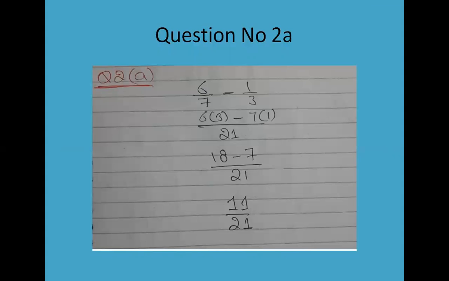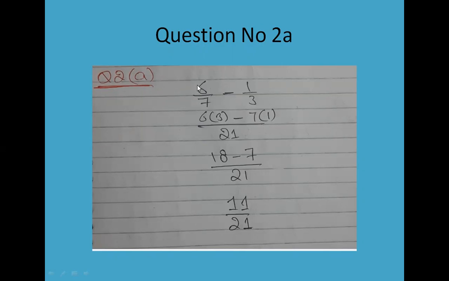Okay, so 6 by 7 minus 1 by 3, we have to take the LCM. In the case of the addition and subtraction of the fractions, we take the LCM of the denominators. So in the denominator, you have 7 and 3. Their LCM is 21. So I will write a single fraction. And here I wrote the LCM. So divide this LCM with this denominator. So 21 divided by 7, it will be 3.